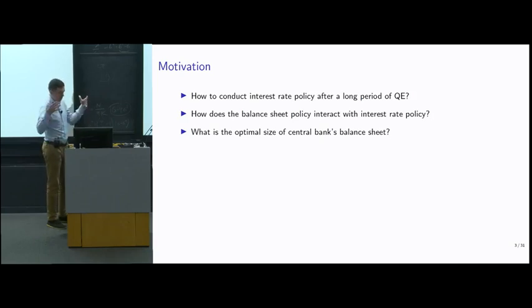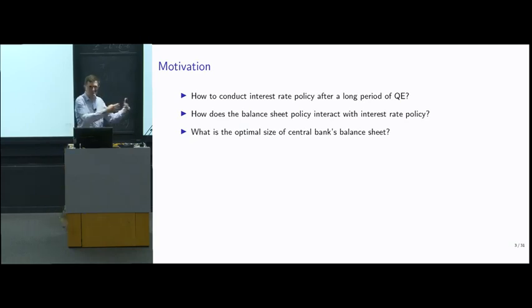So when the central bank decides on balance sheet expansions or contractions and the conventional interest rate monetary policy, should it do it independently, maybe setting different targets for each of its policy instruments? Or should these two policies be studied and analyzed jointly? Because there could be some interactions between the two and maybe one affecting the transmission of the other. And finally, what is the optimal size of the central bank balance sheet? So how much QE or QT do we want to conduct, and how should we manage it actively?